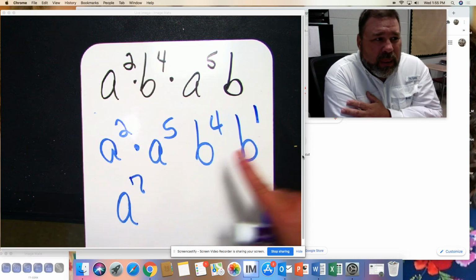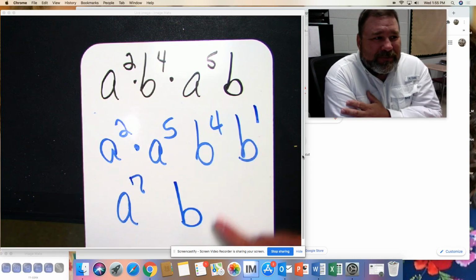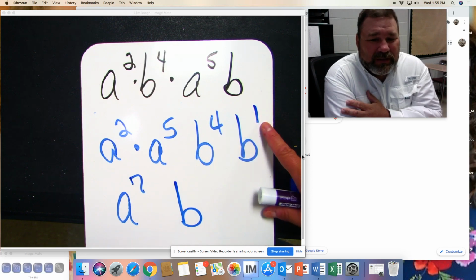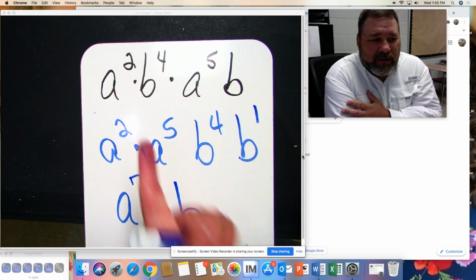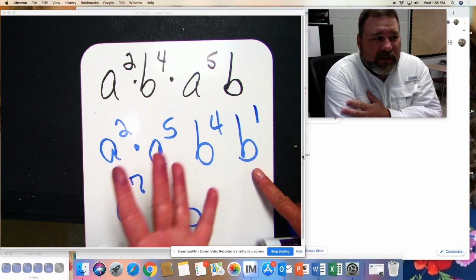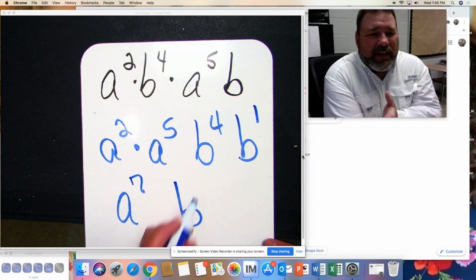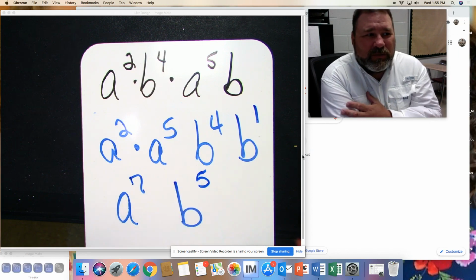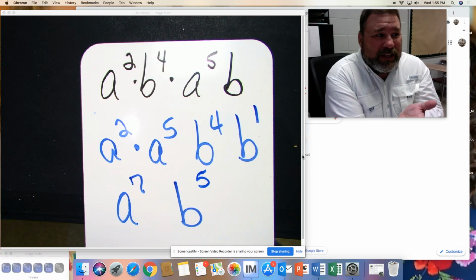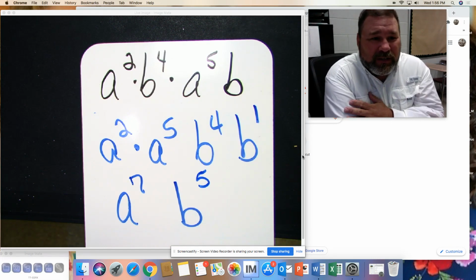Because I do too. Sometimes I accidentally go down here and put b to the fourth, and I forget to add that extra one there. But if I had b to the fourth, that's b, b, b, b. And then when I have another b, that gives me 5 that I'm multiplying. I always remember that it's 1, Miss Powell, so I don't have to write it. I do not. But I do like it that it's written in there because that helps us to remember.